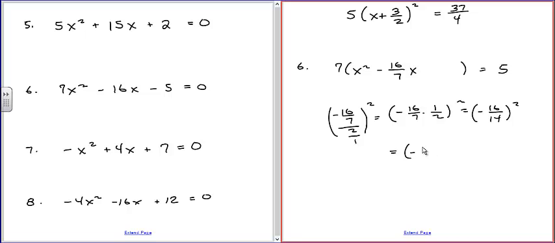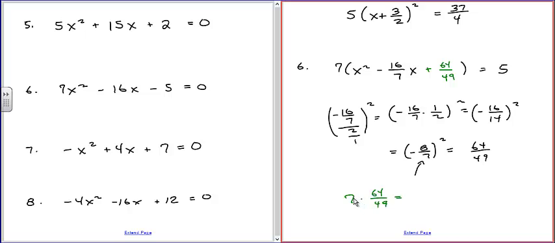So divide both those by 2, you get 8/7 squared. And now I'll actually square it. Now this is what we'll need to complete the square later. So the negatives disappear when you square it. You get 64 over 49. So what we're going to do is add 64 over 49. But what we're really adding to the left-hand side is 7 times 64 over 49.